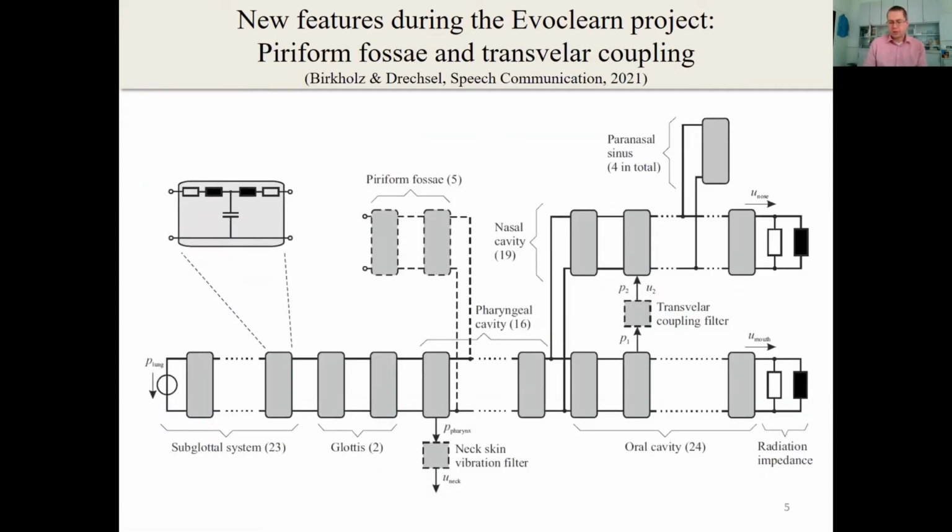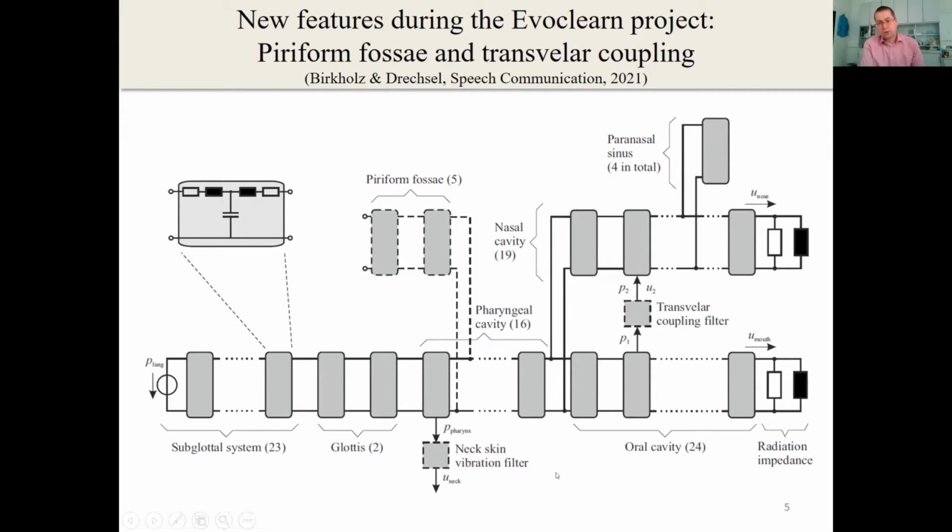Another thing that we looked at or studied are 3 components that are normally not included in acoustic simulations of the vocal system in other articulatory synthesizers. So this is now the aerodynamic and acoustic side of the simulation. The 3 components that we looked at are the effect of the piriform fossae, so these are the dashed boxes here in the middle. We looked at sound radiation from the neck skin to produce a voice bar during voiced plosives.